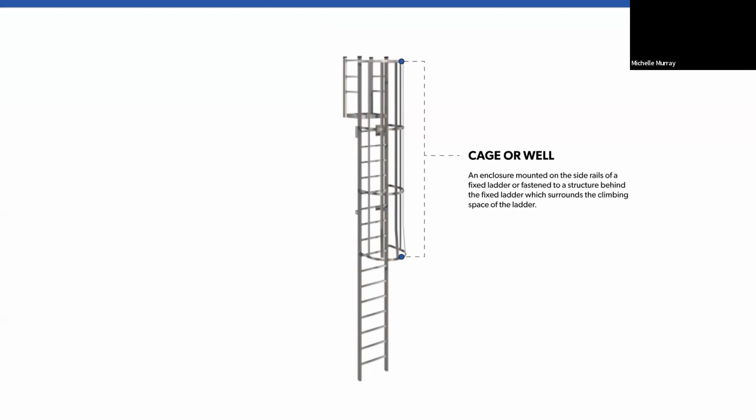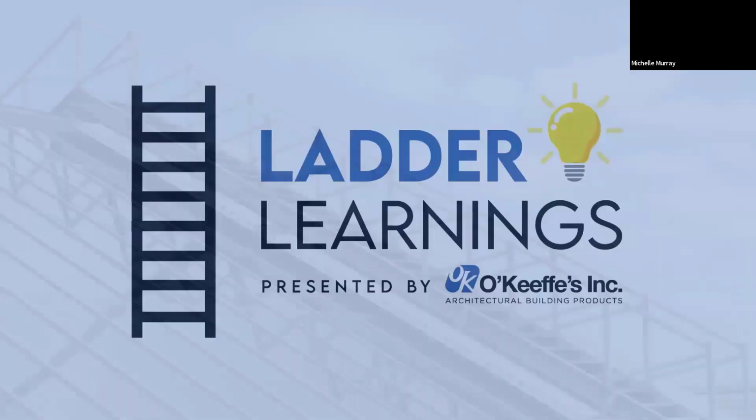Sometimes fixed access ladders can have a cage or a well. It's an enclosure mounted on the side rails of a fixed ladder or fastened to a structure behind the fixed ladder, which surrounds the climbing space of the ladder. Here's a video that explains the OSHA ruling on cage ladders.